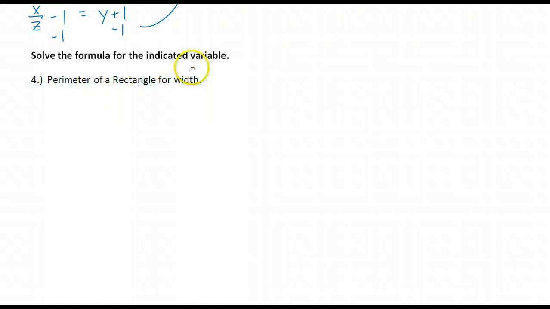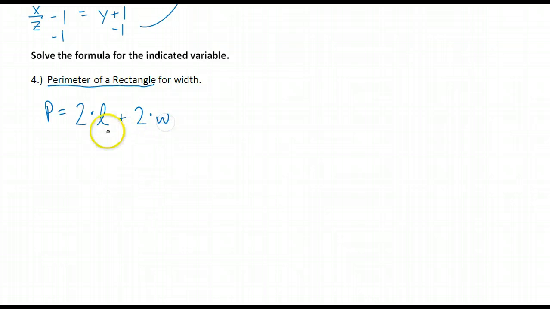Last example. I need to solve the formula for the indicated variable. The formula I'm working with is the perimeter of a rectangle. The perimeter of a rectangle is found by taking 2 lengths and 2 widths and adding those numbers together. Now if I want to solve this formula for the width, I need to undo the things that are happening to w. So I'm going to subtract 2l from both sides.